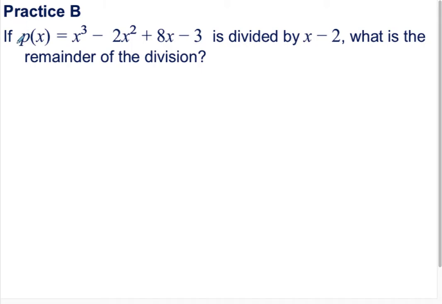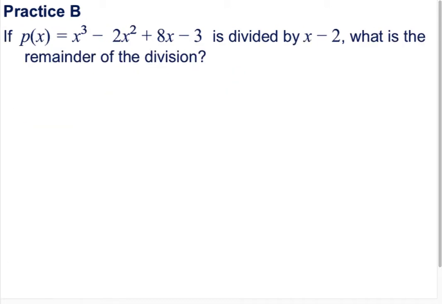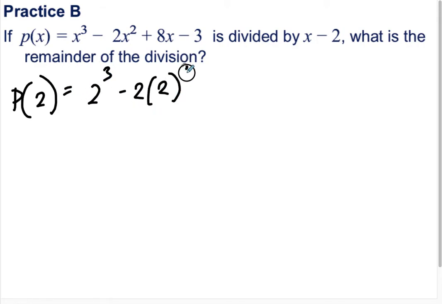It says practice B, if p of x is equal to x cubed minus 2x squared plus 8x minus 3, and that's being divided by x minus 2, then what is the remainder of the division? Okay, so again, we don't have to do the actual division to find out the remainder, but if you would like to, you are more than welcome to. So we're going to plug in a 2 for this x, and this x, and I should get the remainder. So p of 2 is equivalent to 2 cubed minus 2 times 2 squared plus 8 times 2. And again, we're plugging in a 2 because it's what made this equal to 0, right? So then minus 3.